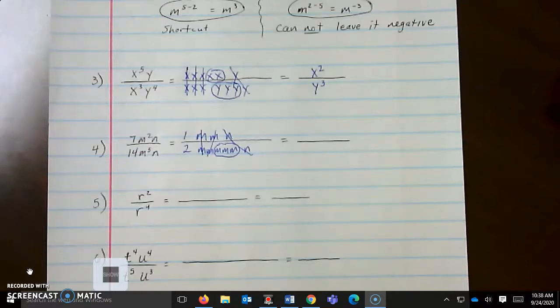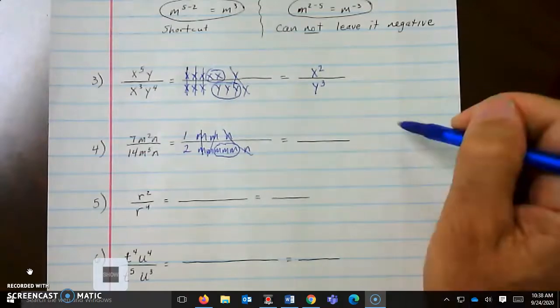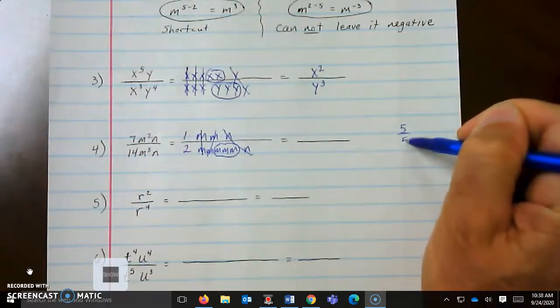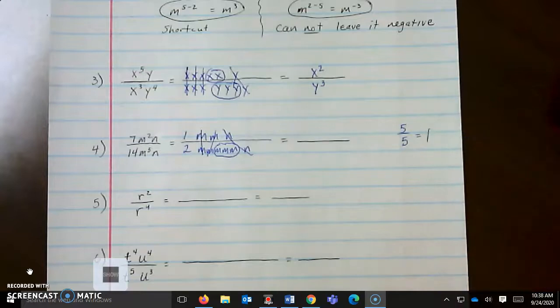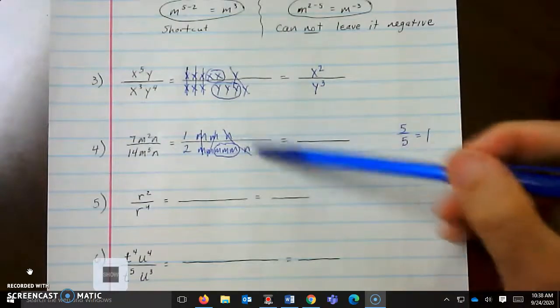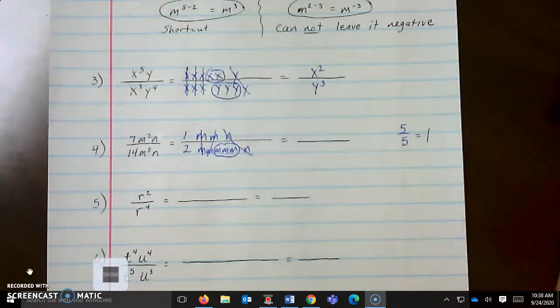Think of a fraction, 5 over 5. Here, I'll write it off to the side, just making this up. Right? That's 1. There's no 5 there. So that's kind of what happened right there. N over n is 1.